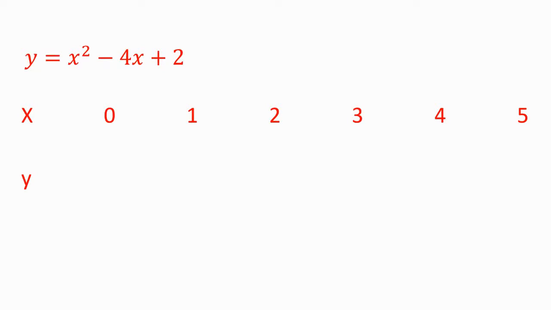So when x is 0, the equation will be 0² - 4 × 0 + 2, which is equal to 2. 1² - 4 × 1 + 2 is equal to -1. 2² - 4 × 2 + 2 is -2. 3² - 4 × 3 + 2 is equal to -1. 4² - 4 × 4 + 2 is 2. And 5² - 4 × 5 + 2 is equal to 7.